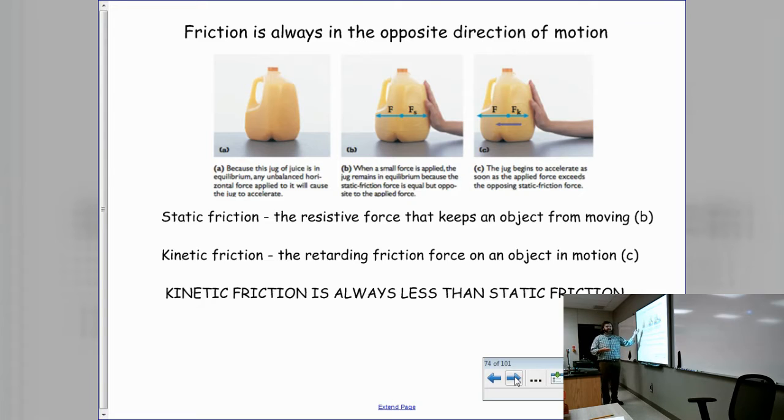This is demonstrated here with this orange juice gallon. It's just sitting there by itself. There's friction between the orange juice container and the table. If somebody starts pushing on it, that's what's called static friction, until it gets to the point where it starts to move, and then that static friction turns to kinetic friction. The static friction was more than the kinetic friction that is present when it's moving.